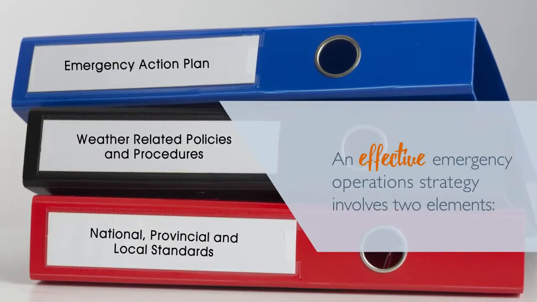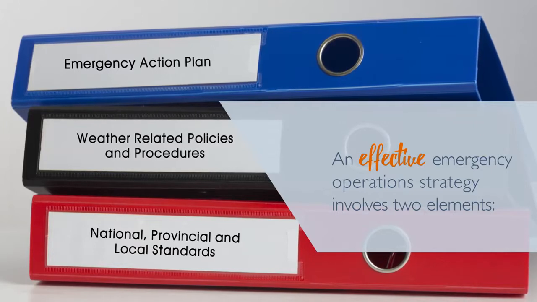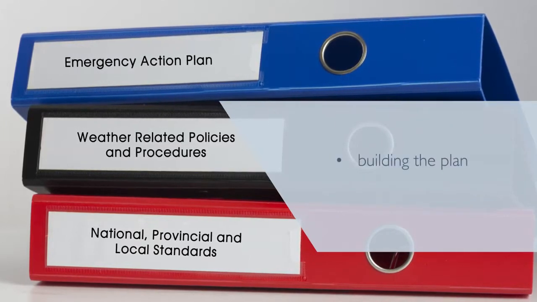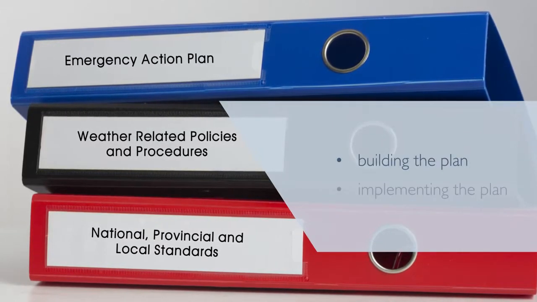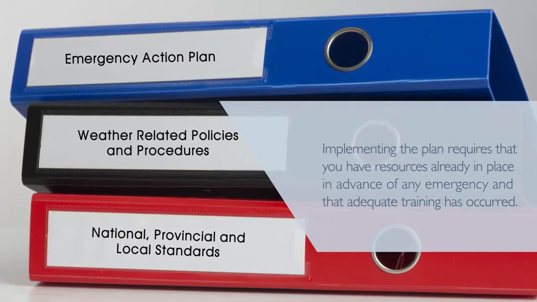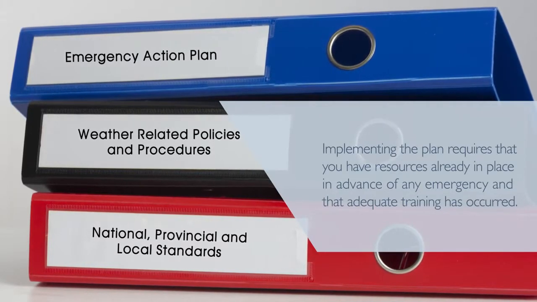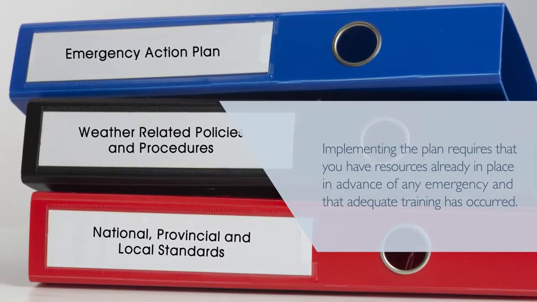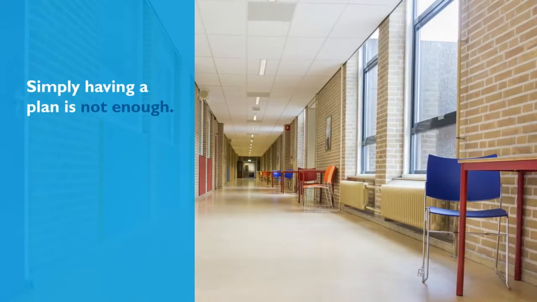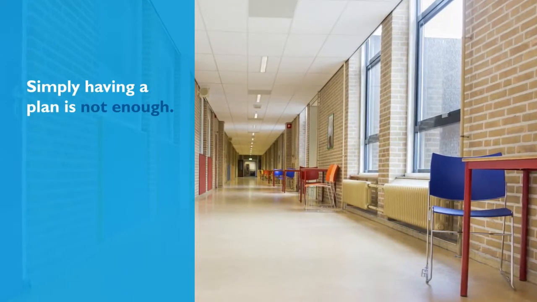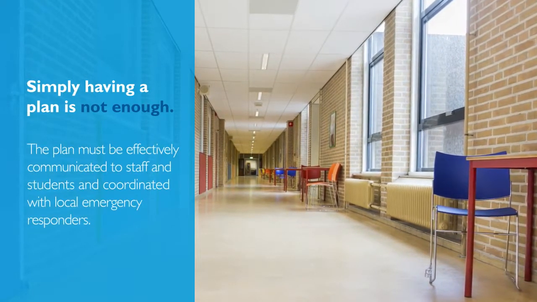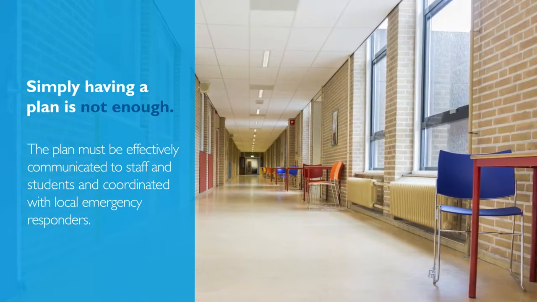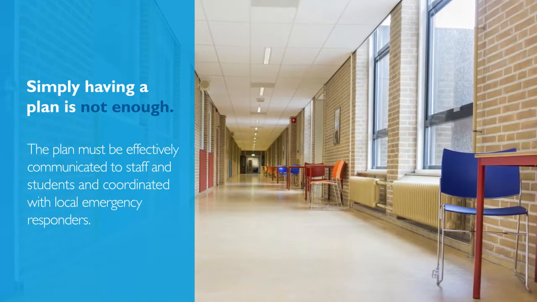An effective emergency operations strategy involves two elements: building the plan and implementing the plan. Implementing the plan requires that you have resources already in place in advance of any emergency and that adequate training has occurred. Simply having a plan is not enough. The plan must be effectively communicated to staff and students and coordinated with local emergency responders.